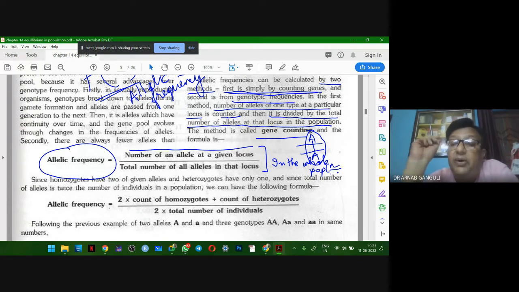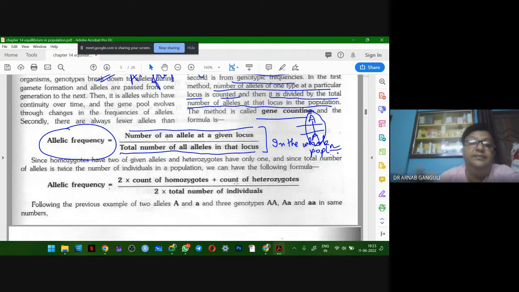Remember, you're talking about this in the whole population. You divide it by the total number of all alleles at that locus. Now the homozygotes are capital A capital A or small a small a. They have two of the given alleles. These homozygous people, AA, have two capital A, and heterozygotes have only one.